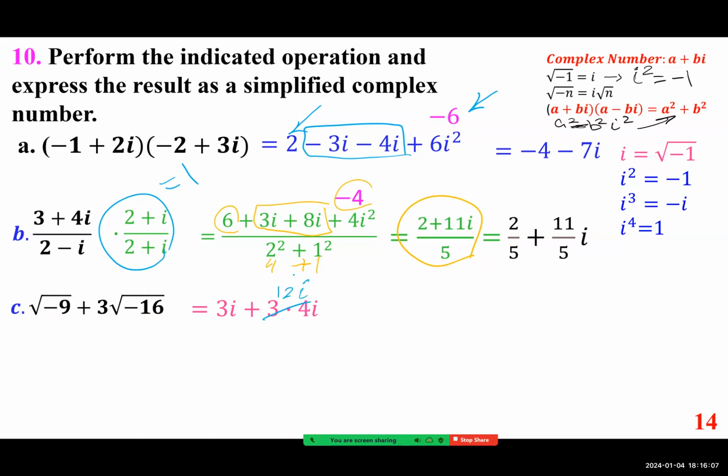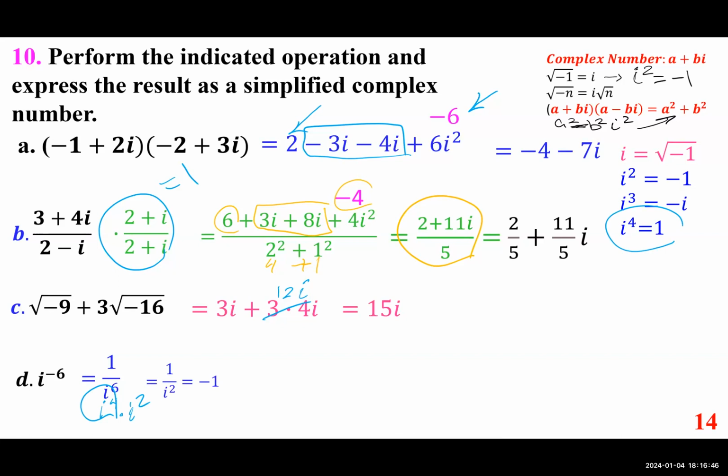12i and 3i add up to 15i. We have i to the power of -6. We can write it as 1 over i to the power of 6. There are a number of ways to handle this. One easy way: notice this is i to the power of 4 times i squared. Why i to the power of 4? Because we know i to the power of 4 is 1. So 1 over i squared means 1 over -1, or -1.